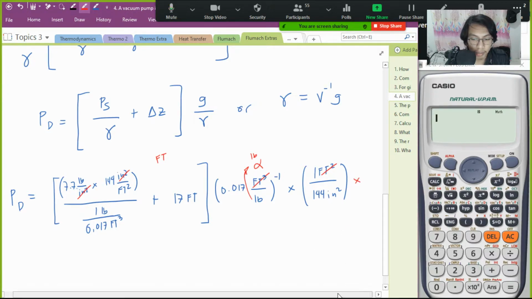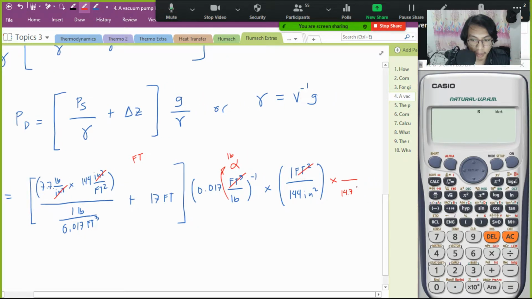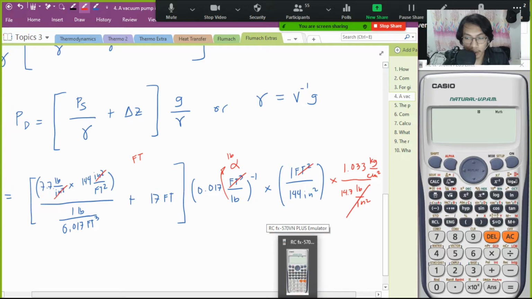Okay, multiply natin ng 14.7 PSI or pound per inch squared. Ito naman is 1.033 kilogram per cm squared. Okay, cancel to. Ang natira is kilogram per cm squared.